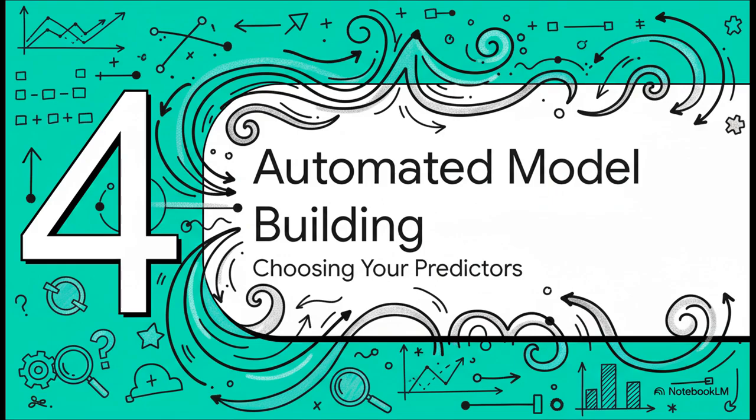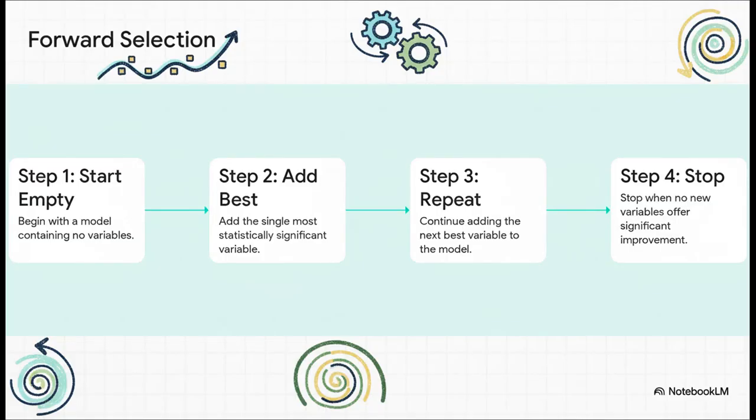Okay, so now we've got all these potential new variables, right? We have squared terms, we have interaction terms, we have transform terms. Our list of possible predictors is getting huge. How in the world do we choose the best combination to put on our final team? Well, here's one popular way to automate it. It's called forward selection.